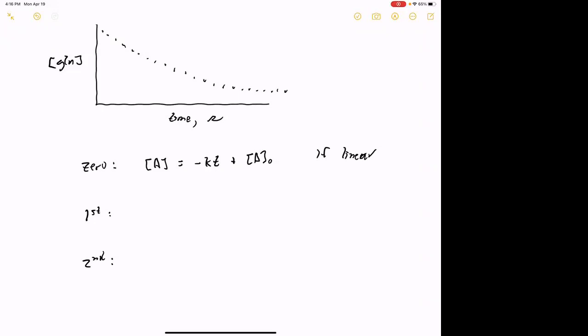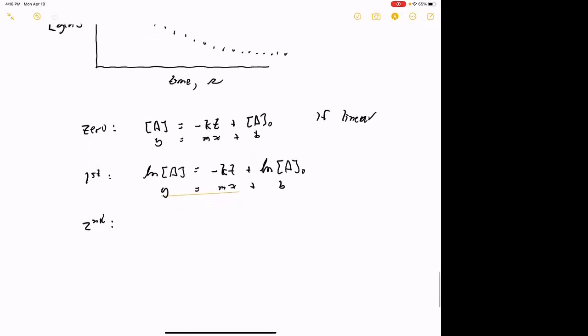But if it's not linear, what's my next option? Well, I'm going to test for first order. So what do I plot there? Or what's the linear form of the equation? Natural log of A equals negative KT plus natural log of A initial. Yep, that sounds right. Notice that these are all in linear form, so y equals mx plus b. So it's telling you exactly what to plot in each case. This is linear, mx plus b.